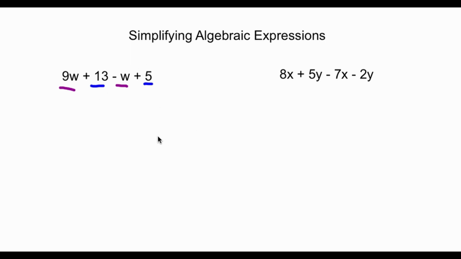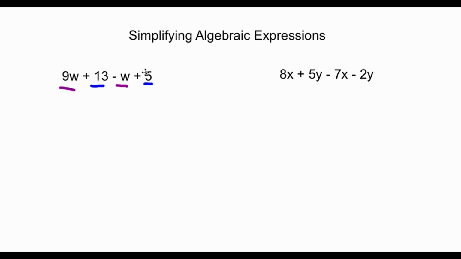Now, here's the problem. They are not next to each other. 9w is over here, then you have the 13 in the middle, and then you have the w afterwards. So the question is, how will I combine them? Will I be adding the 9w with the w, or should I subtract them? How do we do that? Well, this is where we have to learn about the next property.